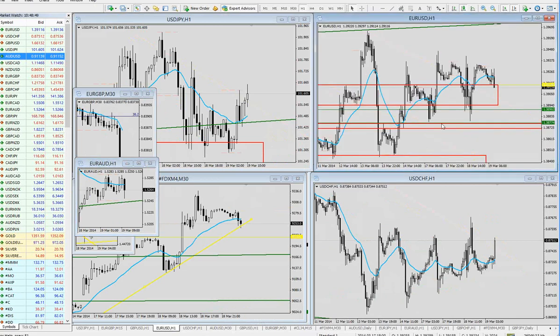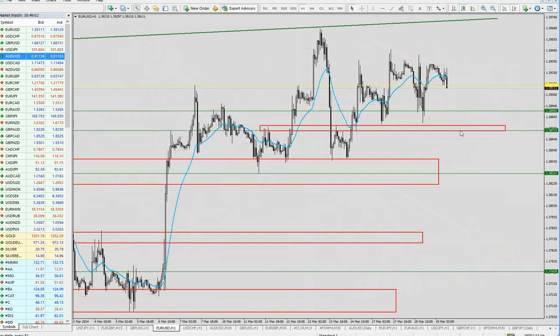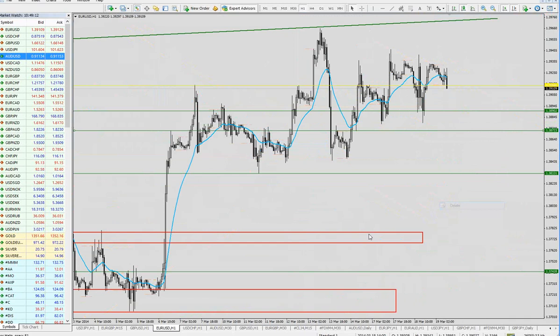So we slow down again slightly. We have some pullback on euro dollar. There is another chart, plenty of different zones created earlier. So let me clean it up. Okay, we have some pullback.